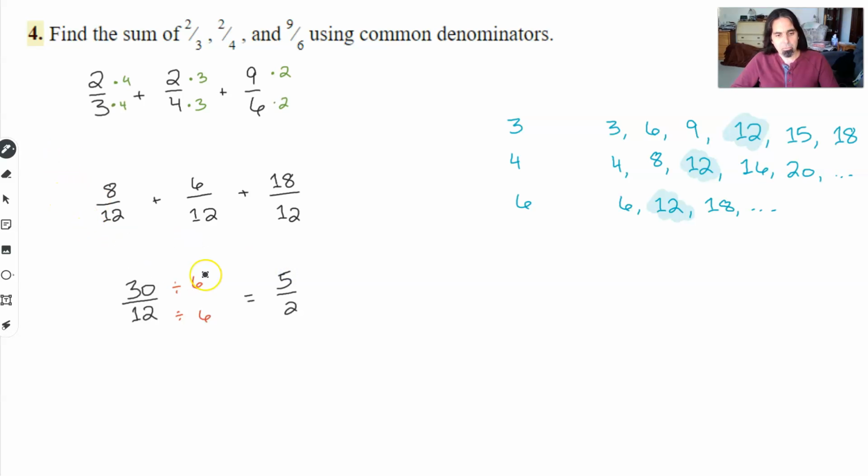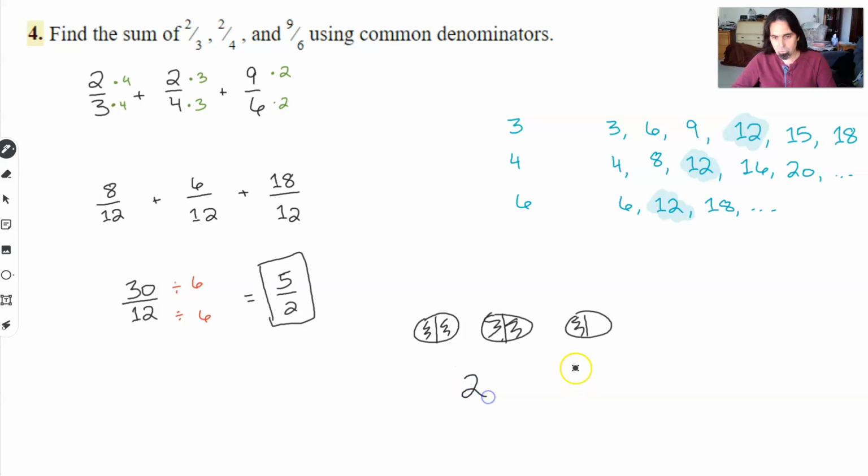So 5 halves, I could do that. Or if I didn't like having the improper fraction, I could just start drawing pictures. 2 halves, 4 halves, and one more. 1, 2, 3, 4, 5 halves of circles, so that's 2 1/2.